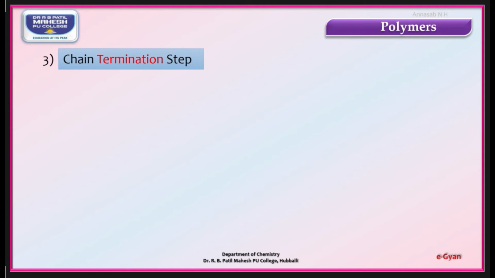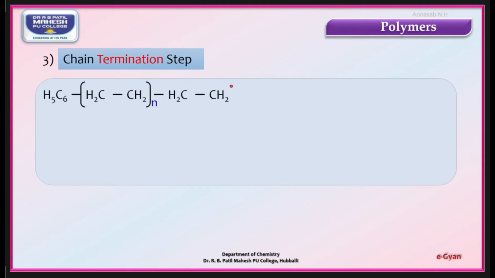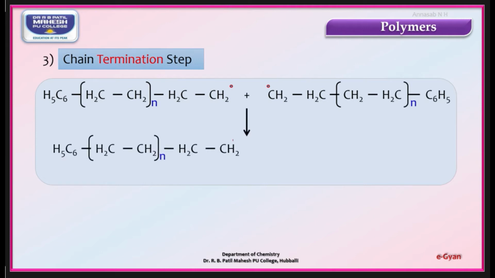So in the third step, the chain termination step, C6H5 CH2CH2 n times CH2CH2 dot, that is the larger free radical, combines with another similar larger free radical, and it ends the process there, and the process is termination. So there is a formation of a new bond between two such free radicals, and there is an end of polymerization, and the compound formed is polythene.